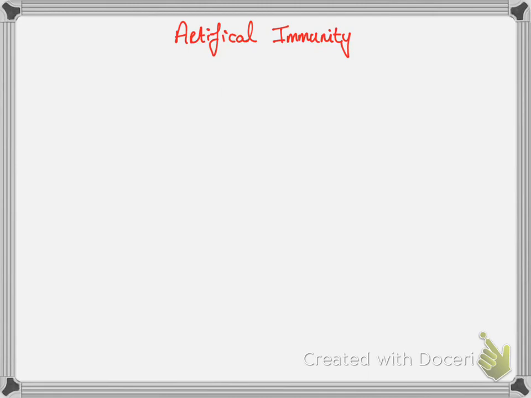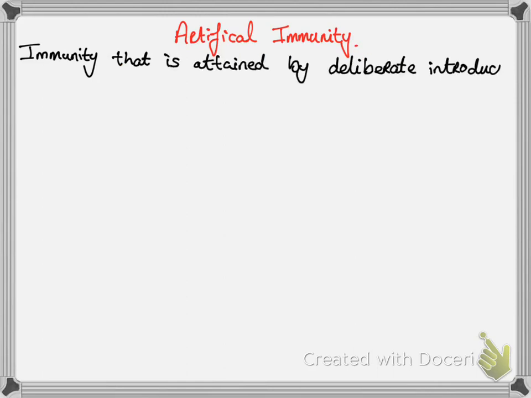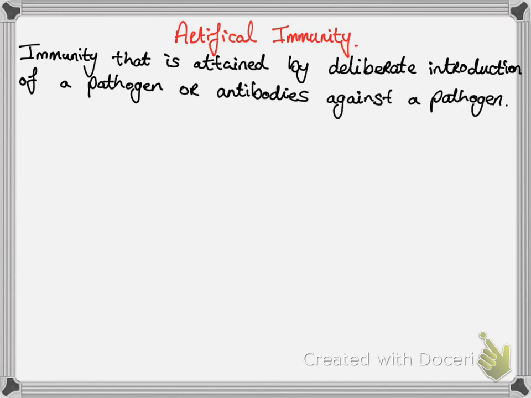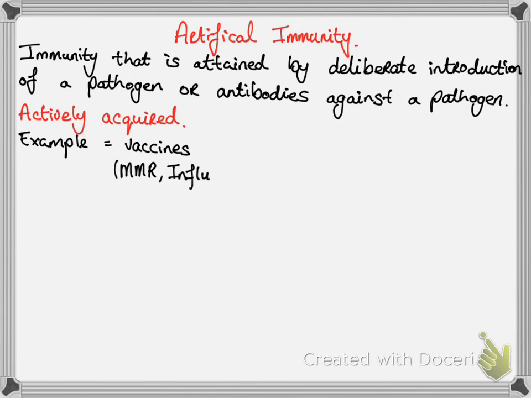The next thing that we need to talk about here is artificial immunity. Artificial immunity is attained by deliberate introduction of a pathogen or antibodies against a pathogen. So you're deliberately placing a pathogen into your body. Okay? And the reason for this is, first of all, we'll have a look at an actively acquired one. An example here is vaccines. So you have many different vaccines: MMR, influenza, yellow fever, and typhoid.